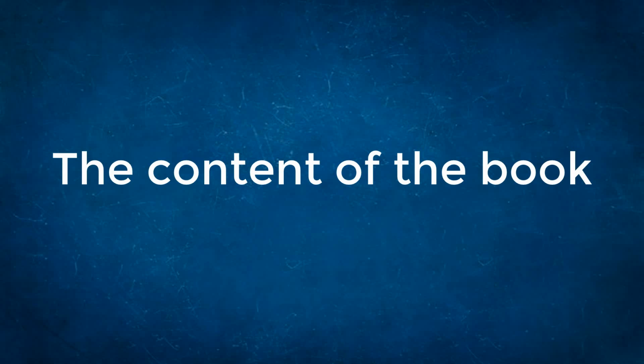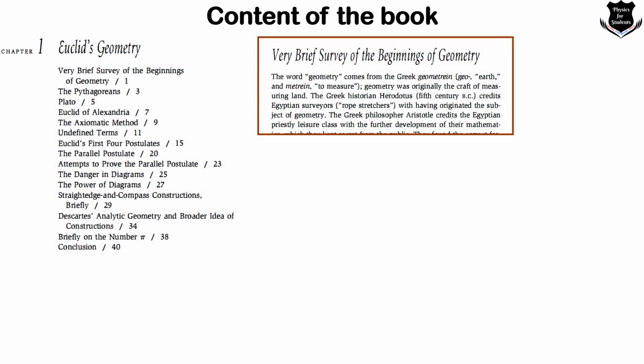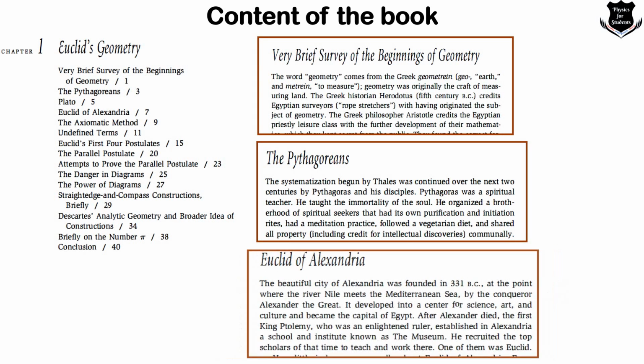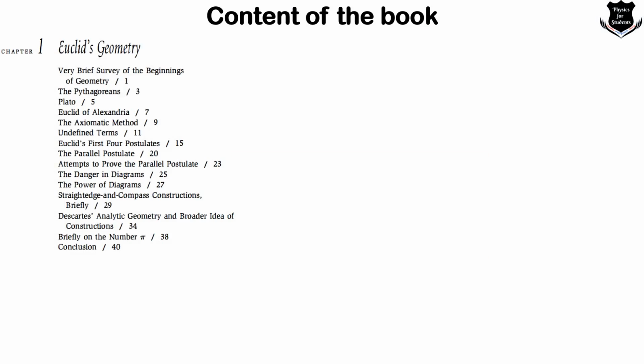Although the book is quite extensive, I will just give you a quick glimpse of how the book is organized. As you can see, the first chapter starts with the very basic Euclid's geometry, the Pythagoreans, the axiomatic method, the parallel postulates, and so on. A very brief survey of the beginnings of geometry, how the Pythagorean idea developed, the Euclid of Alexandria. So you can say that is the historical development of the book.